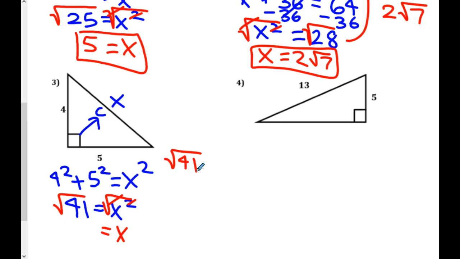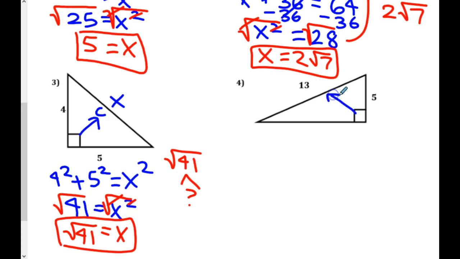You could try 7, but 7 doesn't go into that. 11 doesn't go into that. We could try 13, but I don't think that works either. So I believe 41 is a prime number, right? So again, nothing breaks down, so we just write square root 41. Okay? So sometimes you don't have to do the breakdown if it's prime. Let's try 4.